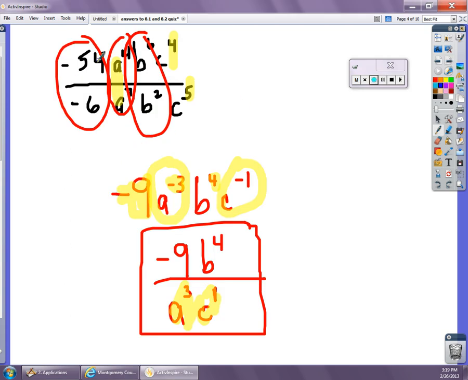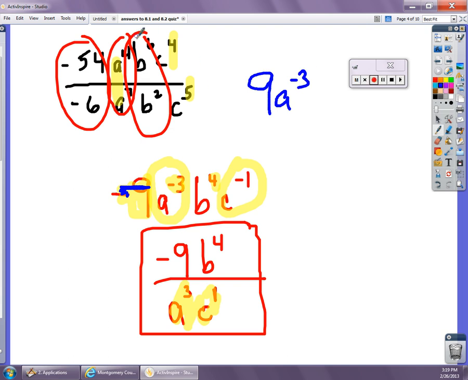Next one is a division problem. Remember, you divide the numbers, but a negative divided by a negative is a positive 9. So I end up with a positive 9. A to the 4th, so it's not negative. A to the 4th divided by, it's hard to tell what that is, but when you divide, you subtract the exponents, and you end up with a to the negative 3rd.